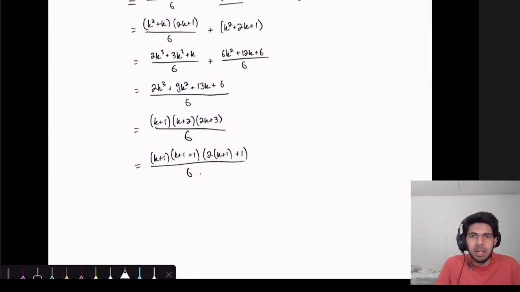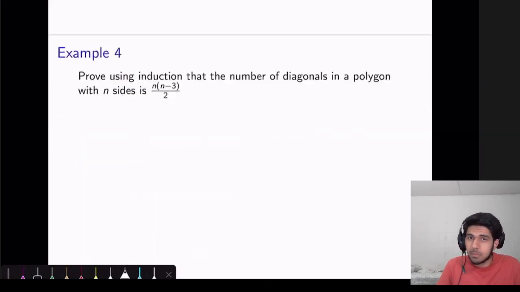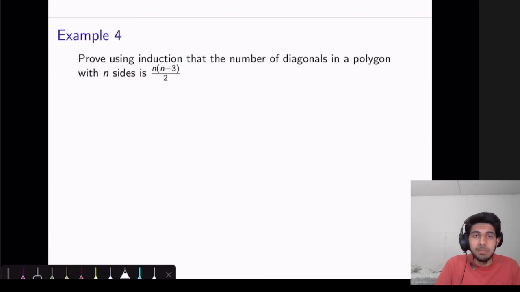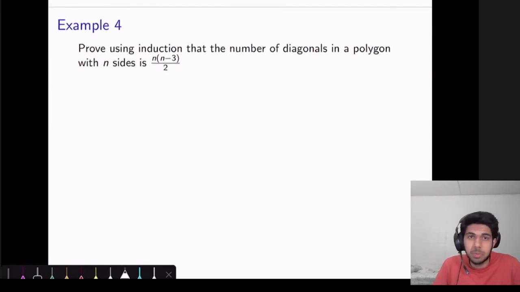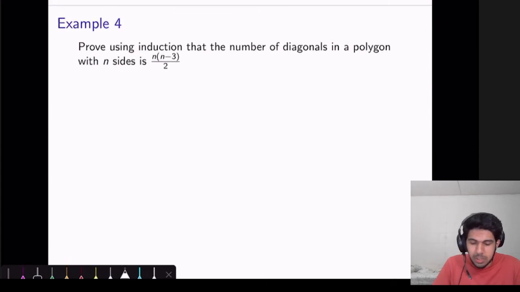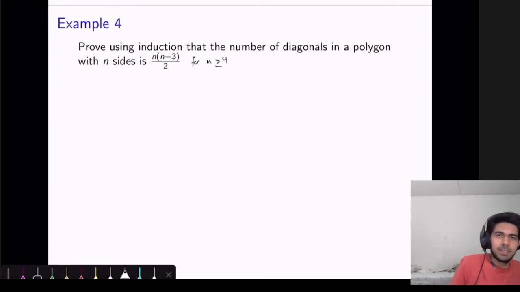Let's do one more. I won't actually write it up properly. It'll sort of just be a thought experiment, because this one is more geometric. We're going to prove using induction that the number of diagonals in a polygon with n sides is n times (n minus 3) over 2. You may have seen the algebraic proof for this. We're going to do it by induction. So I suppose we should have said for n greater than or equal to 4. Or, yeah, it could be 3, but we'll just say greater than or equal to 4.